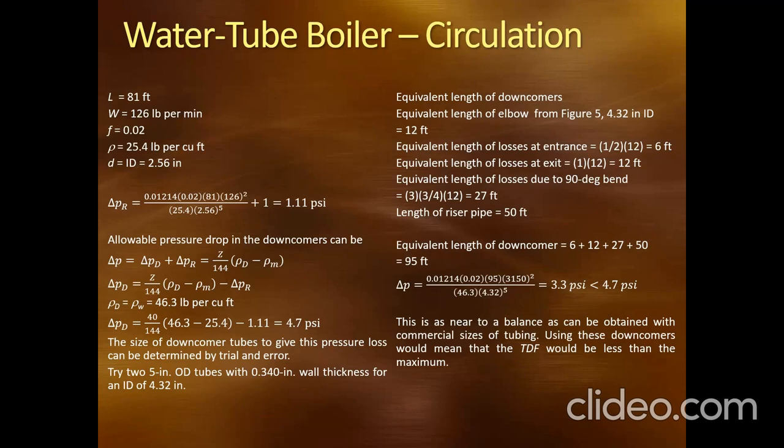Diba? So, this is as near to balance as can be obtained with commercial sizes of tubing. So, using this downcomers would mean that TDF would be less than the maximum. So, yan. So, na-select mo is 5 inches. Okay? So, sa standard list ng piping, kasama 5 inches.